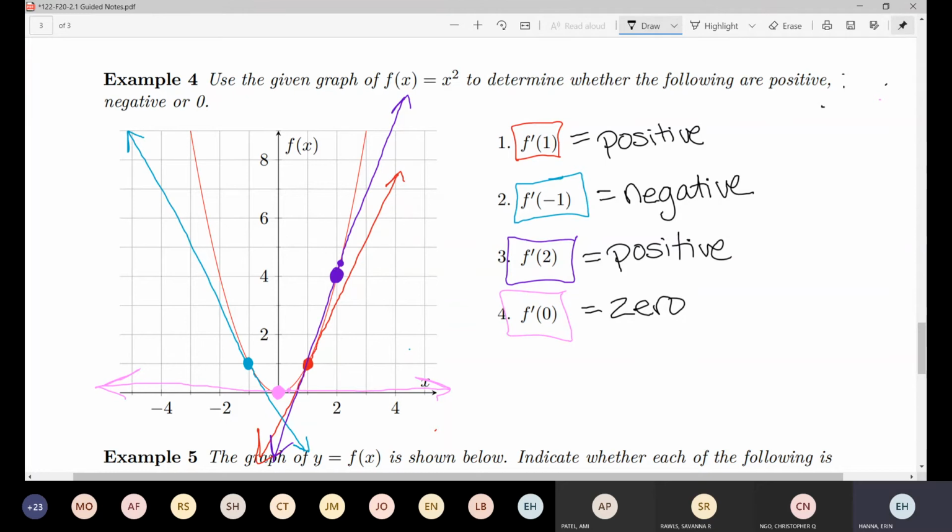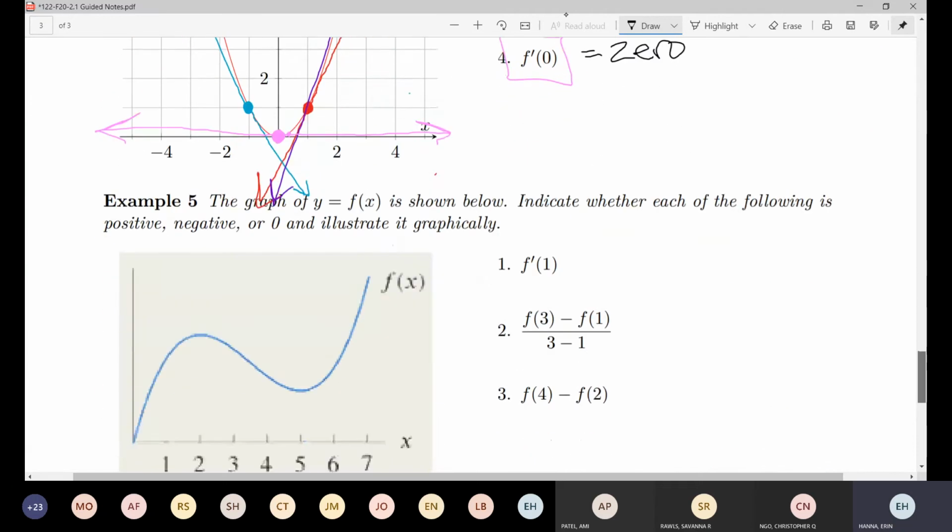Does that make sense? We aren't finding values here. We were just using the idea that the instantaneous rate of change, which is the derivative, is the slope of a line. So if I drew those lines, we were just looking to see if that line looks positive, negative, or 0 slope-wise. Questions, concerns on that? Alrighty.